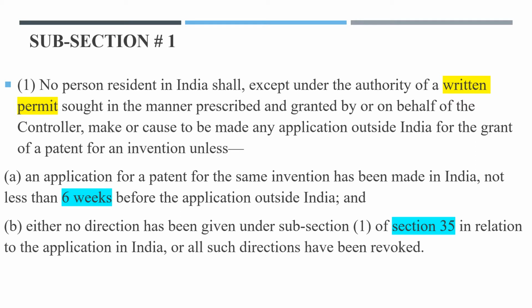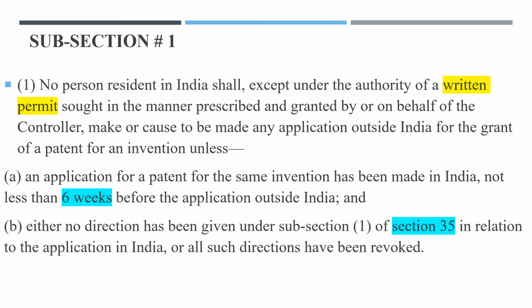Clause B says, as a whole, I would like to say that no person resident in India, except under the authority of a written permit sought in the manner prescribed, can, on behalf of the controller, make or cause to be made any application outside India for the grant of a patent for an invention unless it satisfies the below conditions of the clauses.